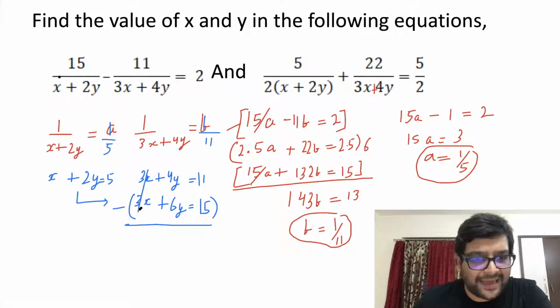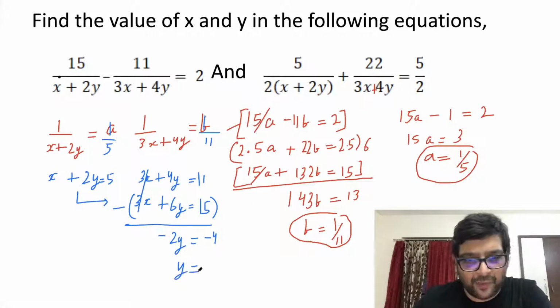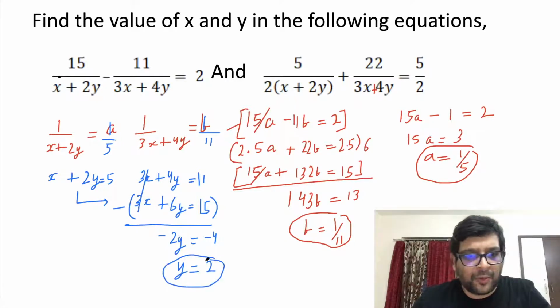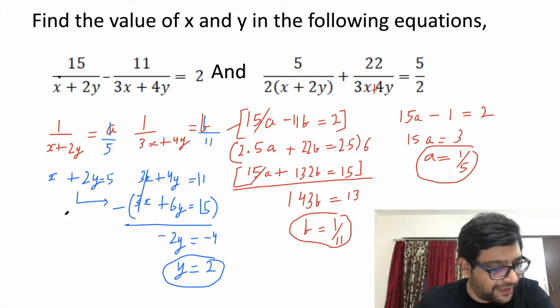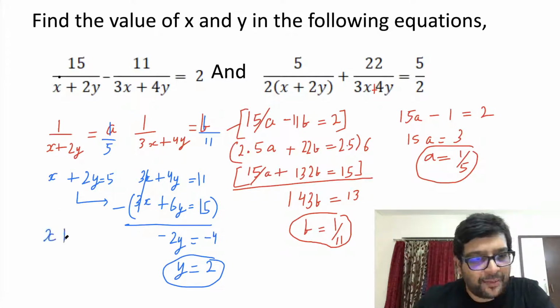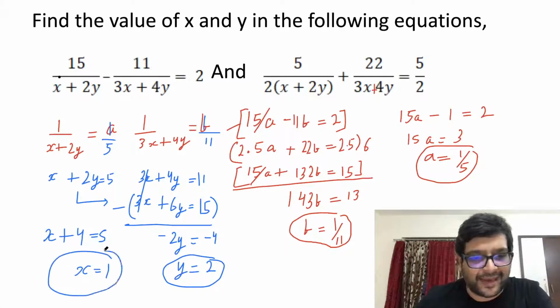So 3x will cancel. 4y minus 6y is minus 2y. And 11 minus 15 is minus 4. So I get the value of y as minus 2. Sorry, I get the value of y as plus 2. Once I get the value of y as plus 2, I put that in the equation. So x plus 2y, or x plus 4, equal to 5, or I get the value of x as 1. So I get x as 1 and y as 2.